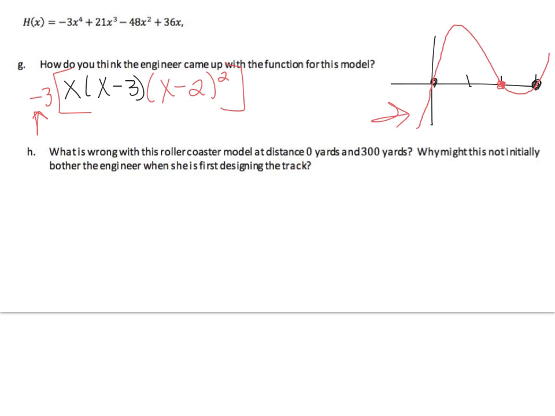That right there. Okay? What is wrong with this roller coaster model at distance 0 yards and 300 yards? So what is wrong at distance 0 and 300? Why might this not initially bother the engineer when she is first designing the track? So the model appears to abruptly start at 0 yards. Okay, I guess we're not including this part. How does it get there? And abruptly ends at 300 yards. The fact that the roller coaster looks as if it will crash into the ground at 300 yards.